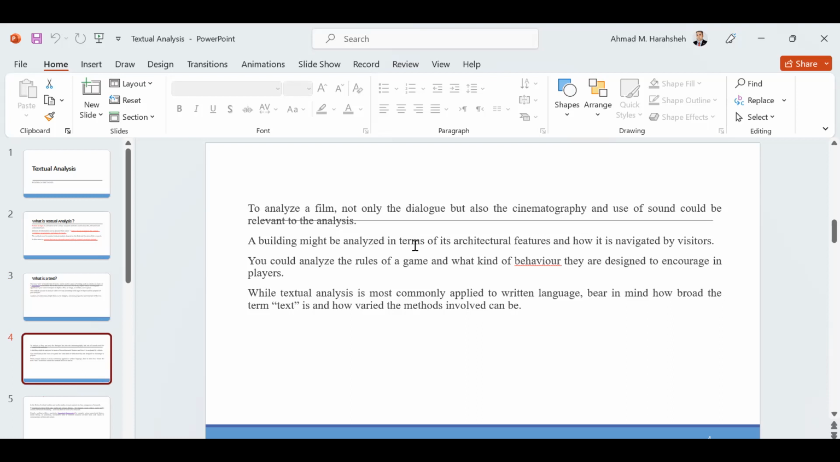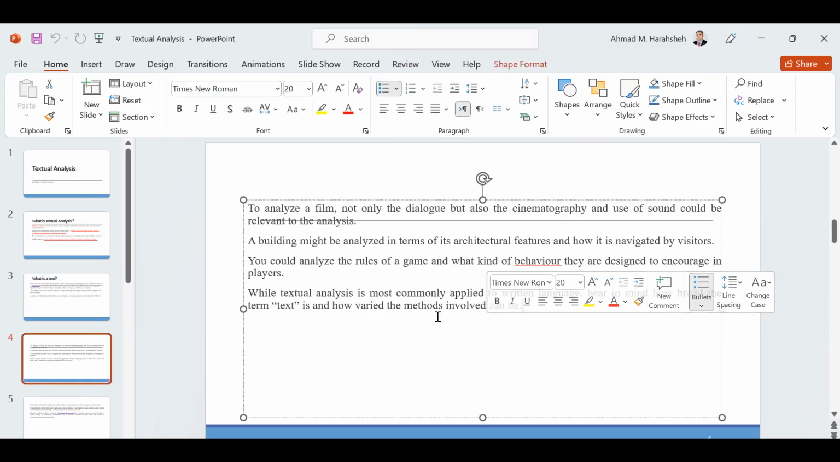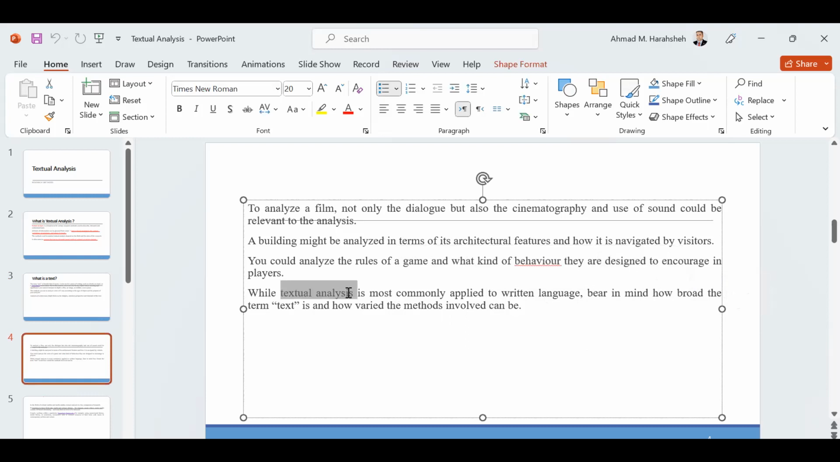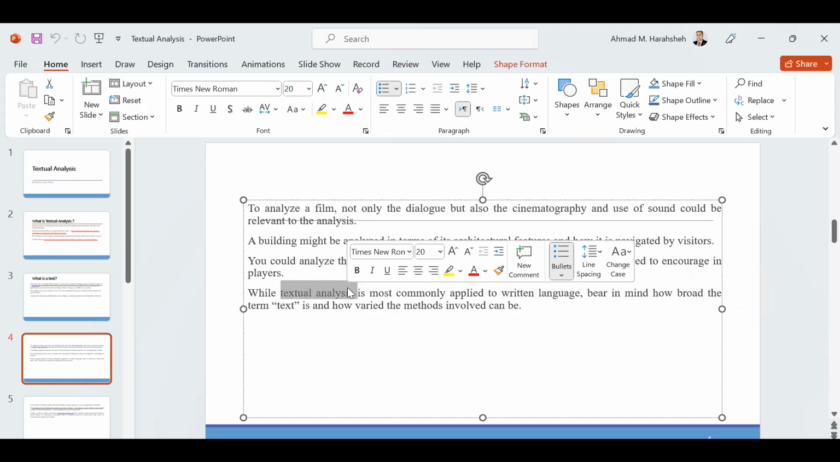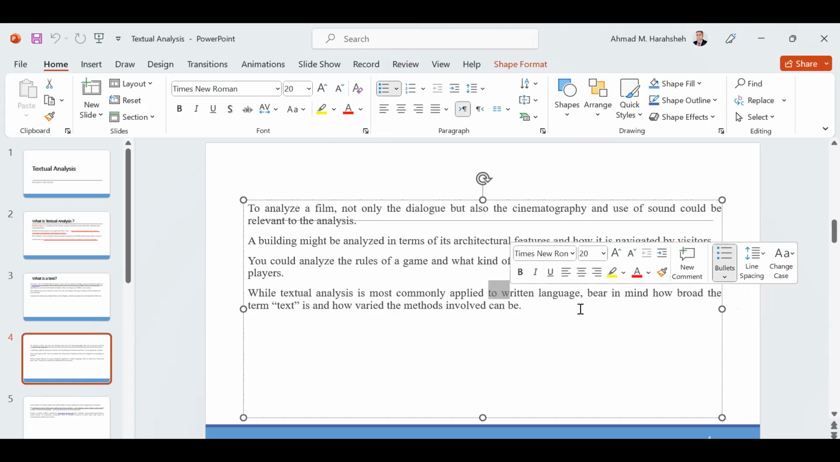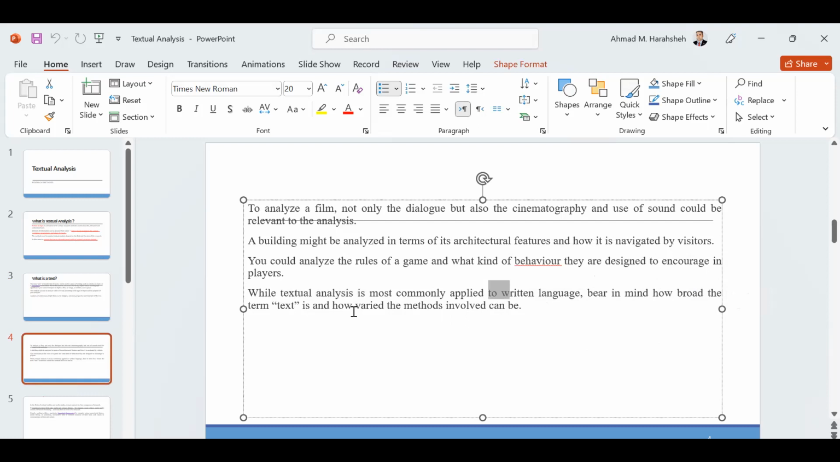While textual analysis is most commonly applied to written language, bear in mind, pay attention to this point, guys: textual analysis, because it comes from "text", here we are talking about written text. Bear in mind how broad text is and how varied the methods involved can be.